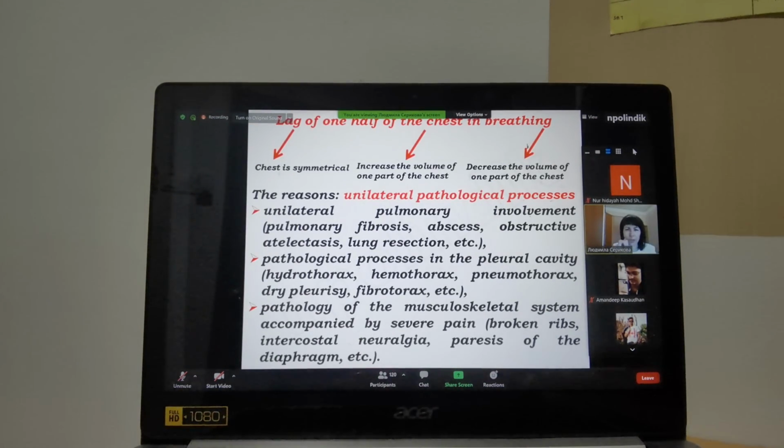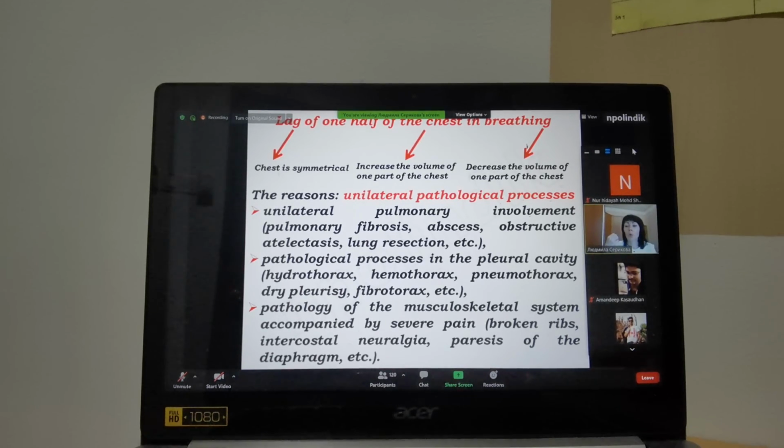After that, there is lagging, what we can check. One more thing is equality of expansion of both halves of the chest in respiration. As a rule, how to check this? I think I have information on the next slide, a picture.